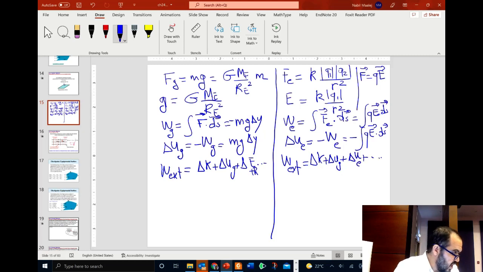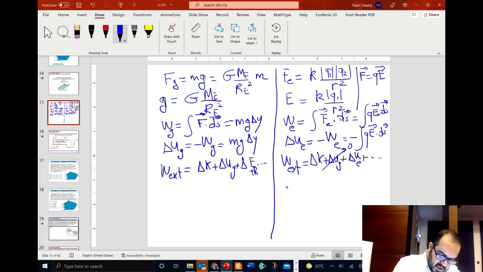Usually if you're dealing with charges like electrons and protons, the change in gravitational potential energy is negligible. So you can usually ignore this one if it's an individual electron or proton and so on. So these are the definitions we have done.